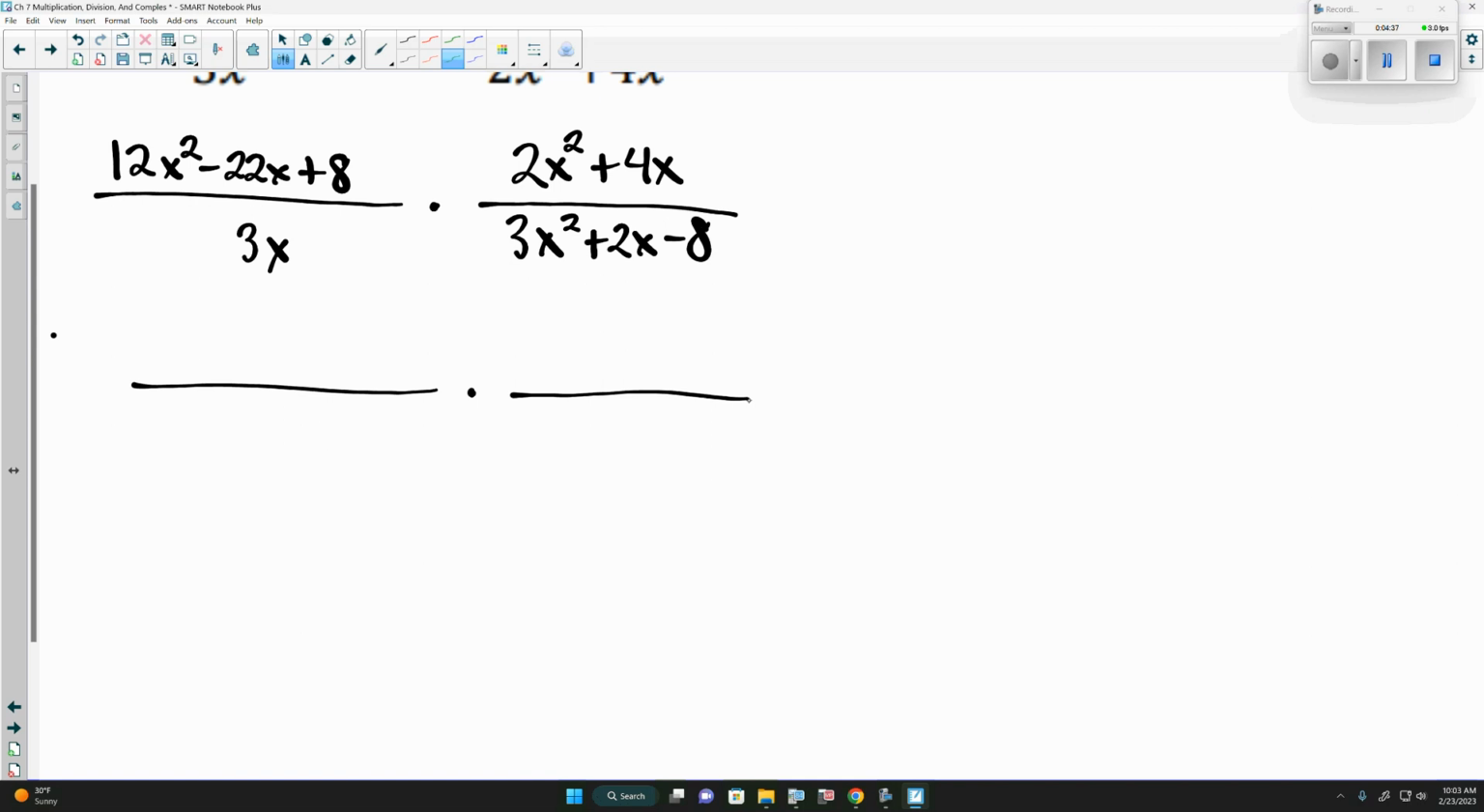Now, out of the 4 places we have, our 2 numerators and 2 denominators, the 3x is as simplified as it gets. We only have one term, so there's nothing we can do with it there. Which one do we want to try factoring next?